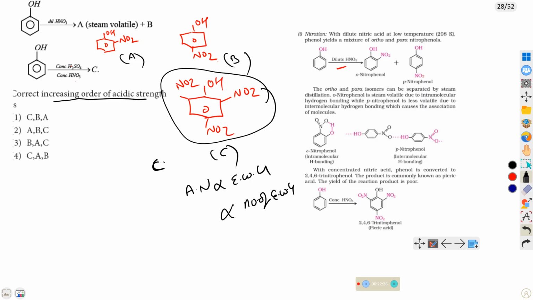After that, orthonitrophenol and paranitrophenol. In orthonitrophenol, intramolecular hydrogen bonding is possible. That's the reason it cannot donate H plus ions easily. But in case of paranitrophenol, intramolecular hydrogen bonding is not possible. That's the reason it can donate H plus ions easily. The compound which can donate H plus ions easily acts as an acid. So least acidic A, moderately acidic B. Correct answer is ABC.